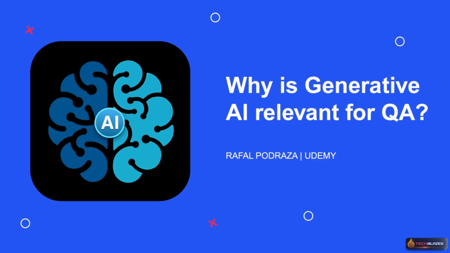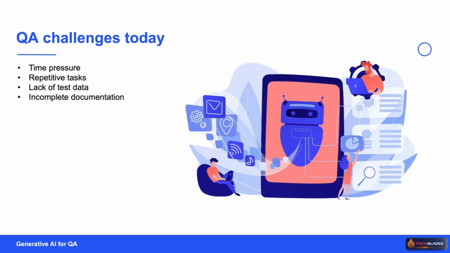So we already know what generative AI is and how LLMs work. Now let's connect the dots. Why should we, as testers or QA engineers, actually care about all this? Well, generative AI is not just some buzzword. It's a tool that's already changing the way we test, document, and communicate in software projects. Let's see exactly how.